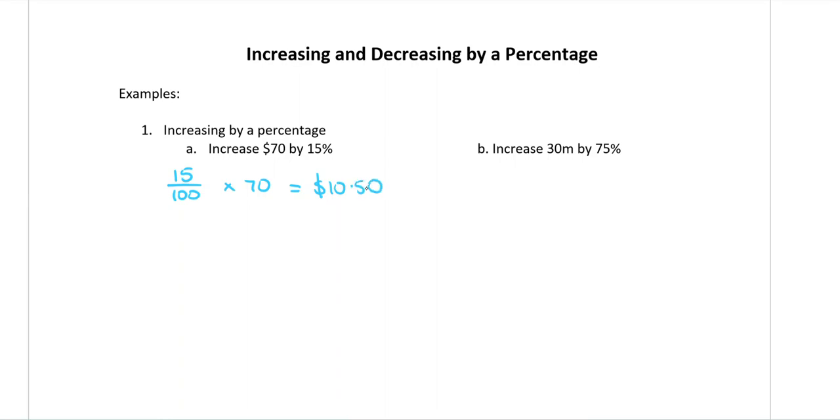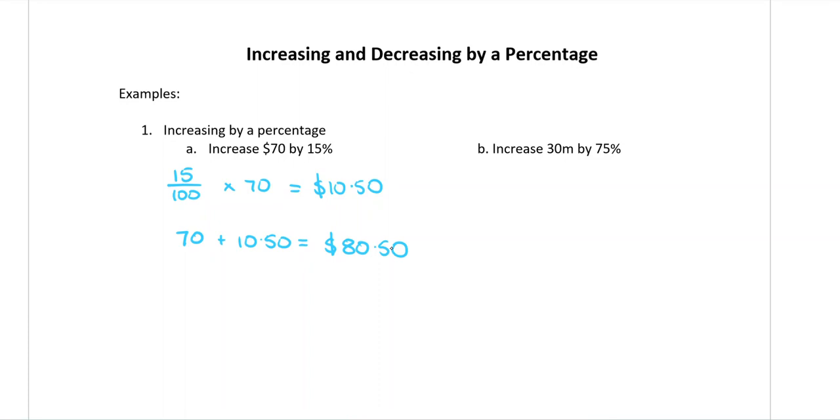But what the shopkeeper really wants to know is, what is he going to sell this item for? I need to add the $10.50 onto the $70 starting price. So there's a second line, $70 plus the $10.50, which means that he's going to sell that for $80.50. So it covers his expenses, and then he's got that extra 15% of profit. Okay, there's lots of other applications here.